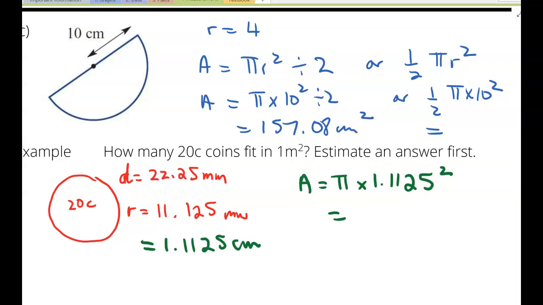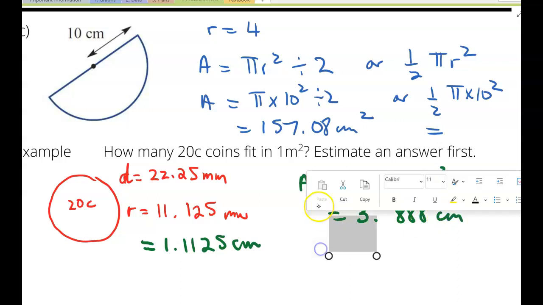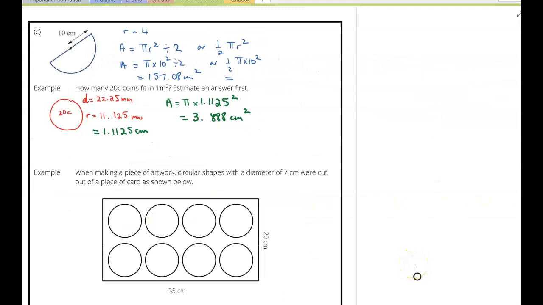So we've researched that the diameter of a 20-cent coin is 22.25 millimetres. The radius is 1.25, therefore millimetres. Divide that by 10 to change that to centimetres. It's nicer to work with centimetres. No, not interested in the thickness. So about 3.888 centimetres squared.